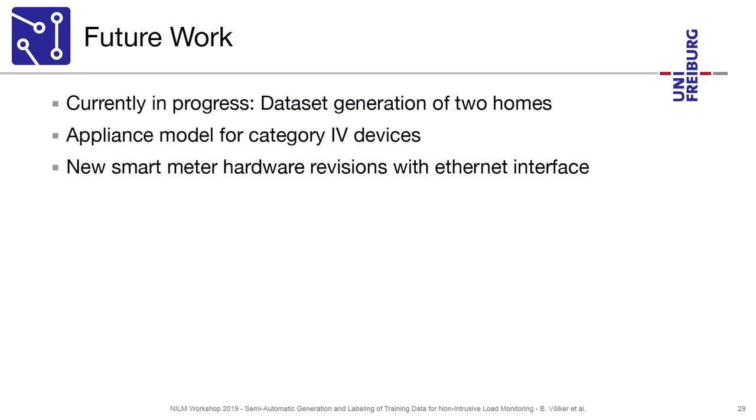For future work, what's currently in progress: I told you we can generate good datasets, so we're actually generating one currently. Therefore, we have built about 50 of these ugly boxes, and are deploying them currently in two homes to record a large dataset. That's it for me.